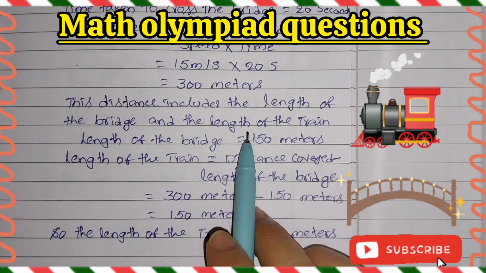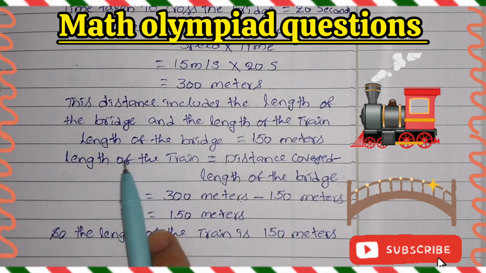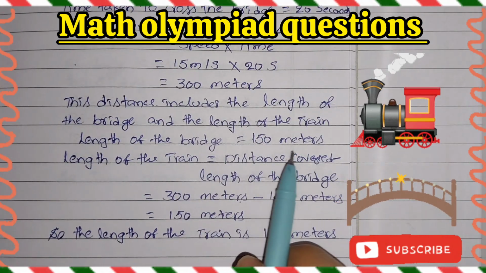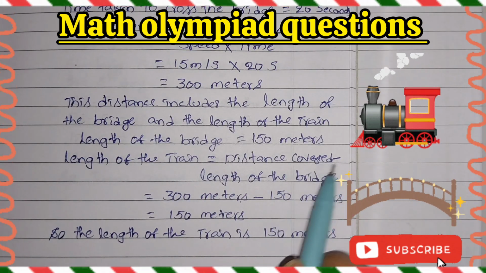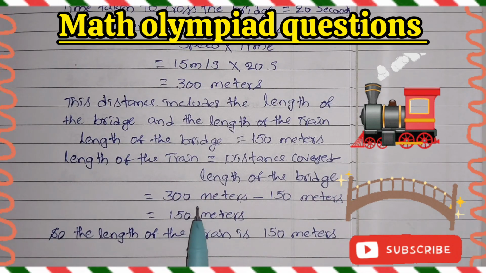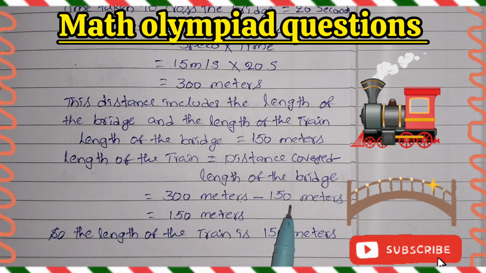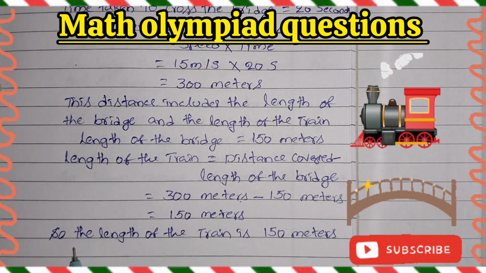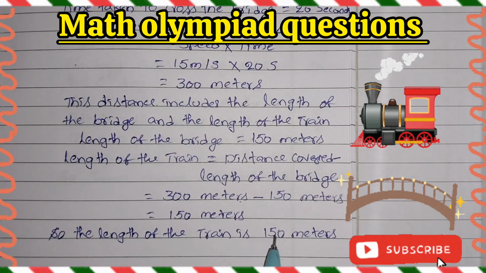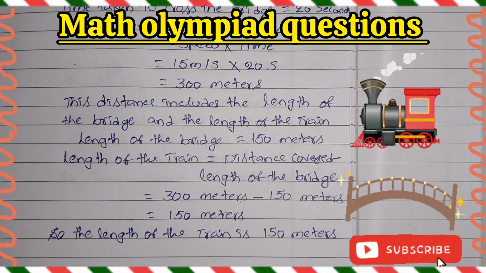This distance includes the length of the bridge and the length of the train. Length of the bridge equals to 150 meters. Length of the train equals to distance covered minus length of the bridge. 300 meters minus 150 meters equals to 150 meters. So the length of the train is 150 meters.